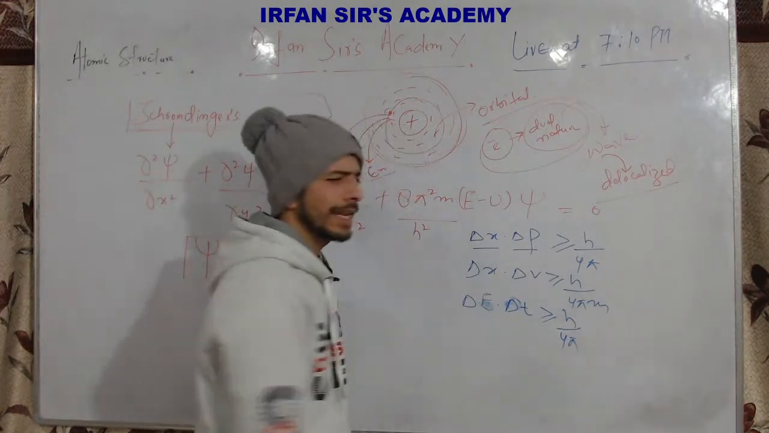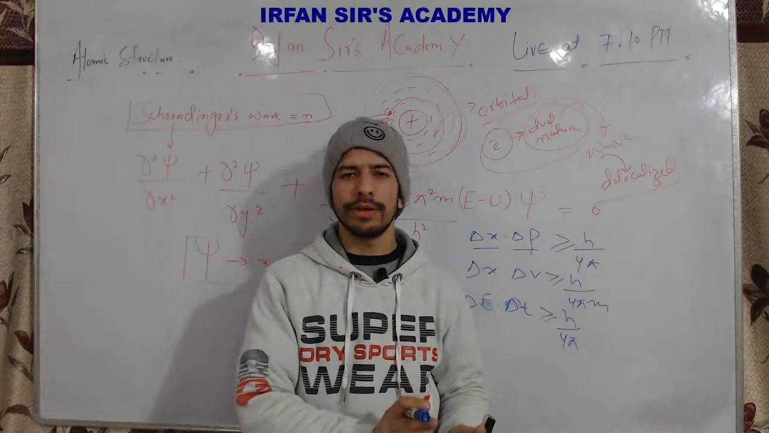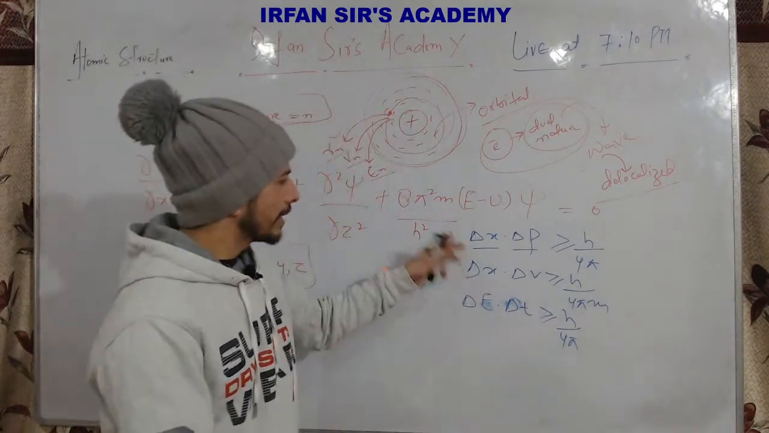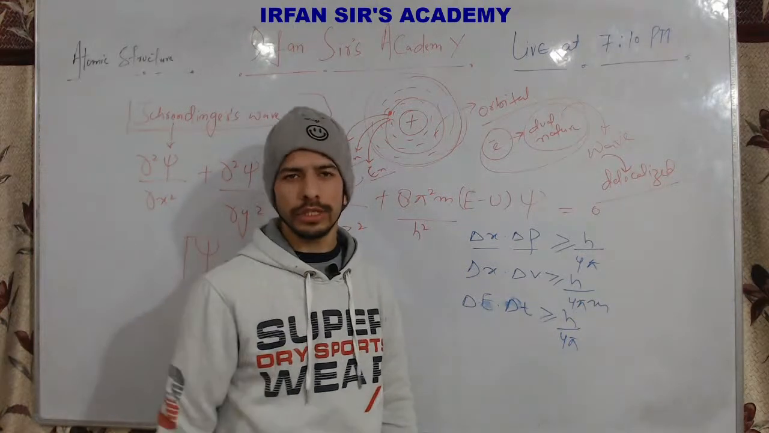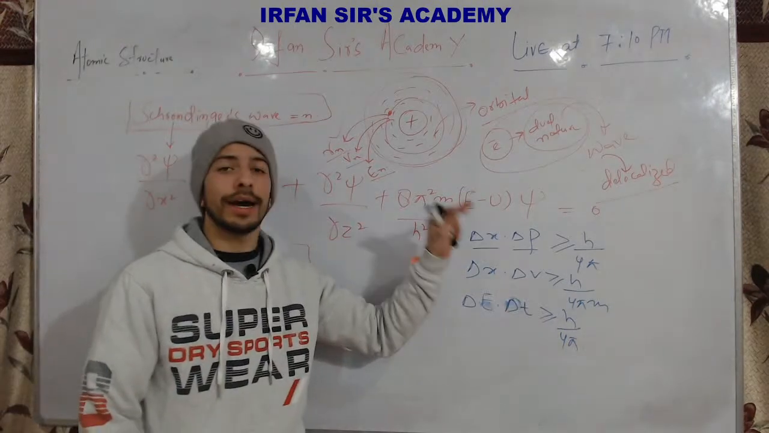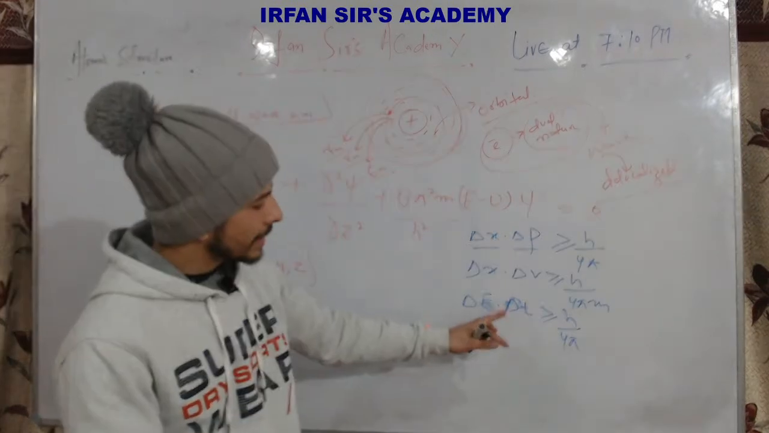Sir, what is del x? You know that, you have discussed that in class 11 or in earlier classes or in class 12th also. What is del x? It is the uncertainty in position. What is del p? It's the uncertainty in momentum. What is del v? Uncertainty in velocity. What is del E? Uncertainty in energy. What is del T?